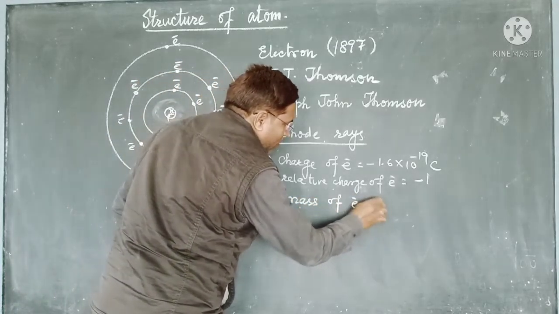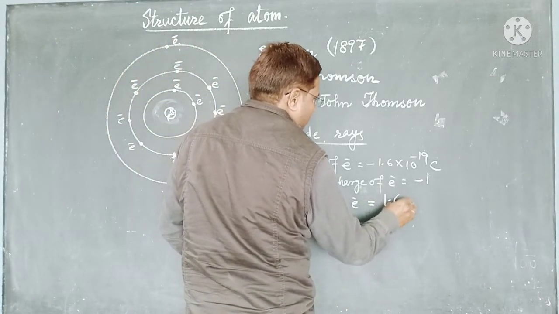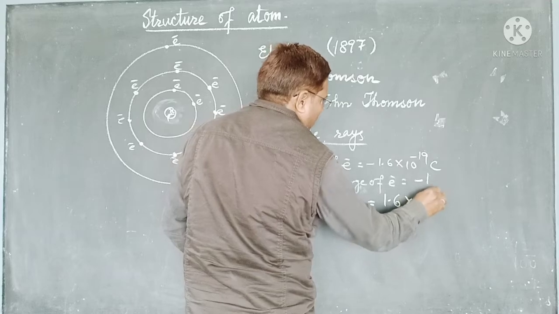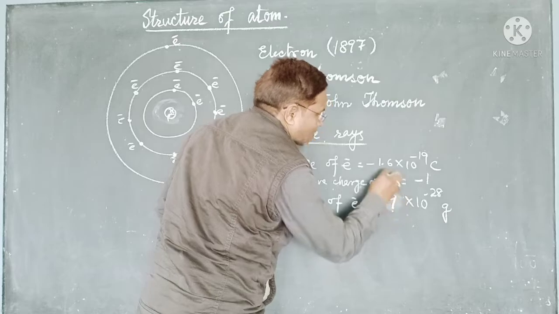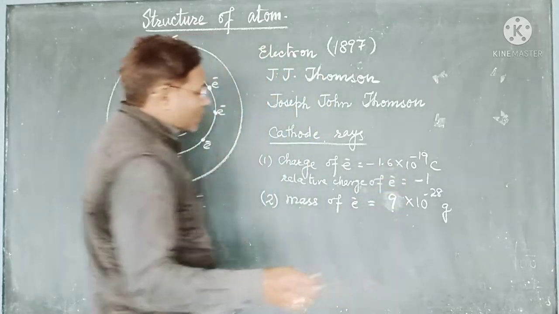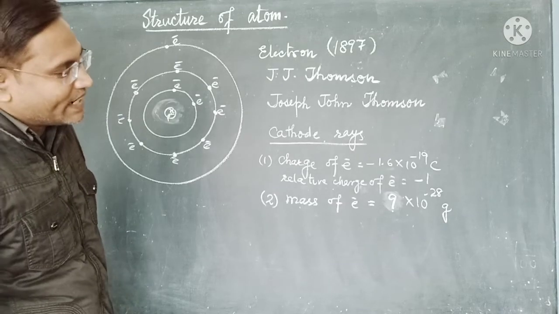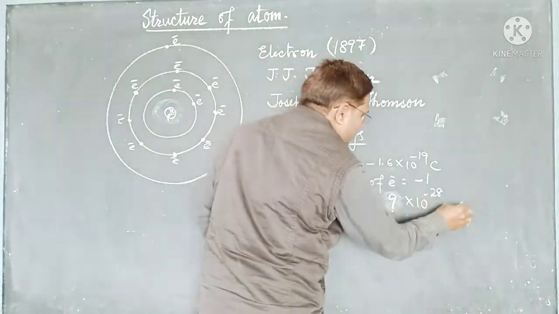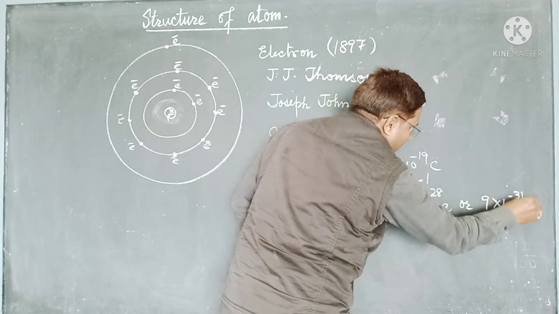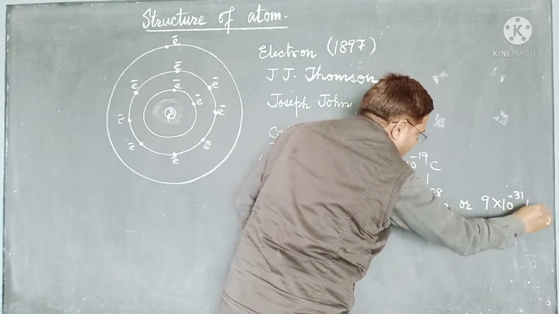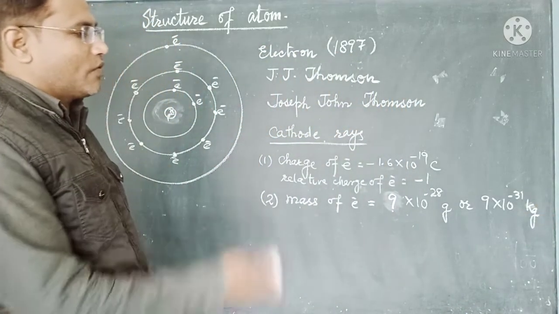The mass of an electron is 9 into 10 to the power minus 28 gram, while the charge is minus 1.6. So the mass of an electron is 9 into 10 to the power minus 28 gram, or in terms of kg, it will be 9 into 10 to the power minus 31 kg. So this was in terms of gram.